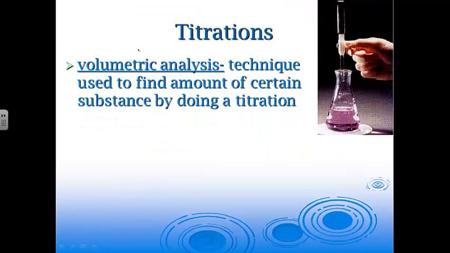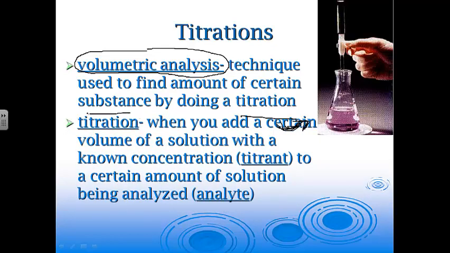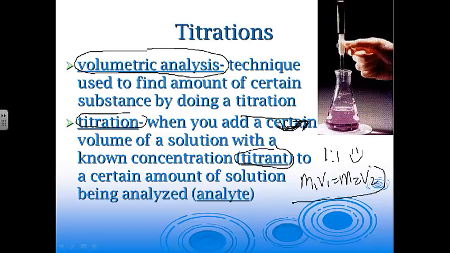Okay, titrations. Titrations are volumetric analysis. It's a technique used to find the amount of a certain substance. We had all at least seen this last year. Potentially use the burettes, we'll use them this year. A titration is when you add a certain volume of a solution with a known concentration to a certain amount of solution being analyzed, which is an analyte. Now sometimes you can use M1V1 equals M2V2, and that's when it's a 1-to-1 ratio and it makes us happy. I'm going to show you the dimensional analysis way today, and then we can always understand that this is a shortcut a little bit later.